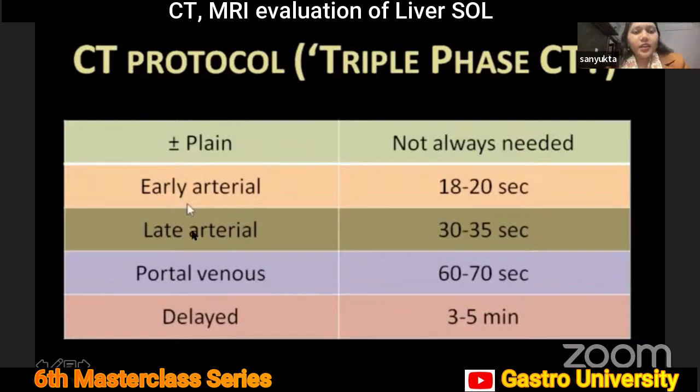We have the early arterial phase, the late arterial phase, portal venous phase, and a delayed phase. The early arterial phase is usually mainly an angiographic phase, and if you have a vascular abnormality, then this is preferred. But what is actually a triple phase CT comprises these three phases: late arterial, portal venous, and a delayed phase. The late arterial phase mainly enhances the lesions seen in the liver. We'll see further in our lecture.